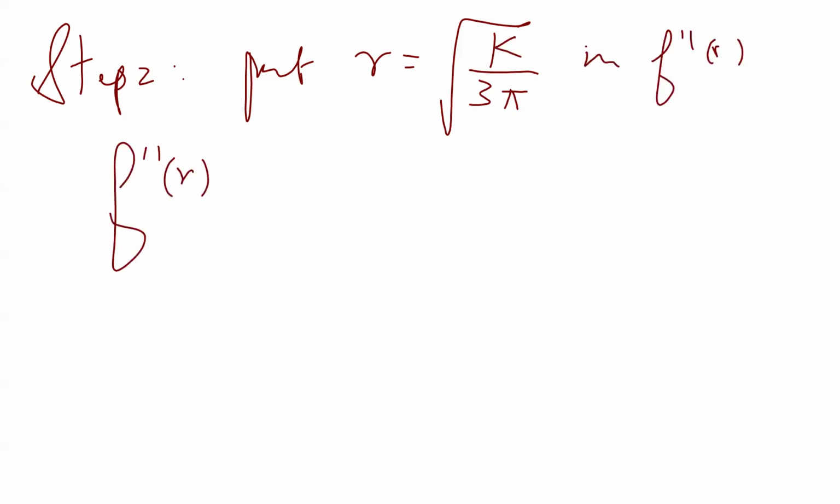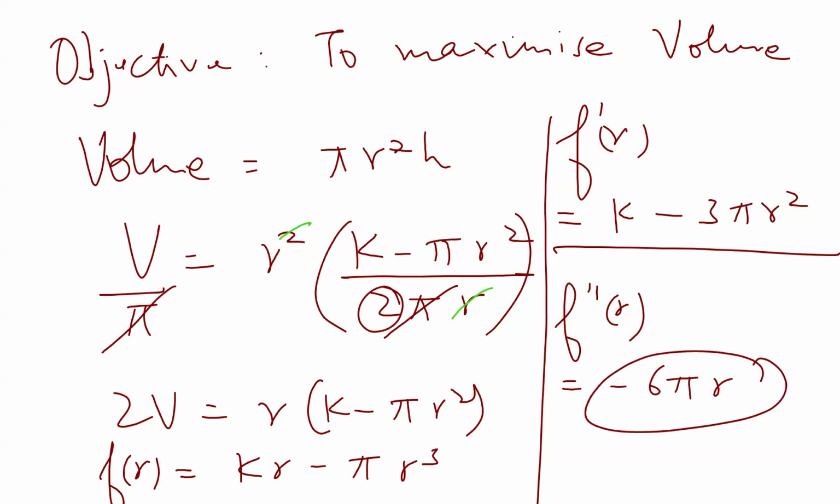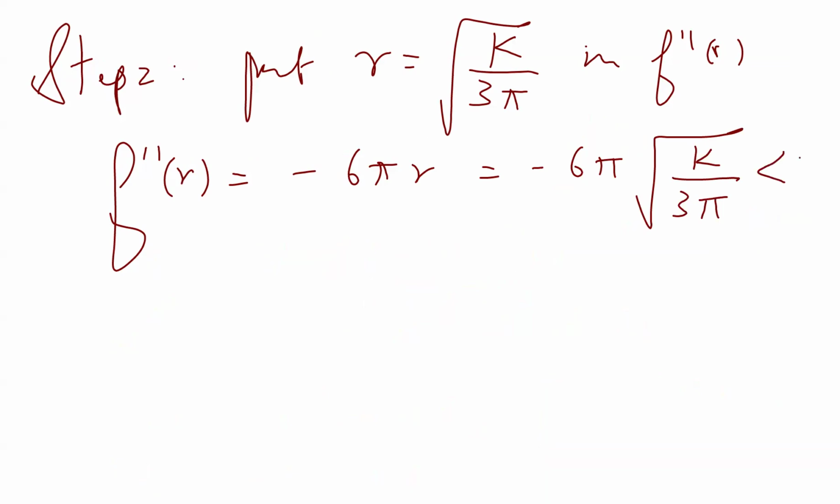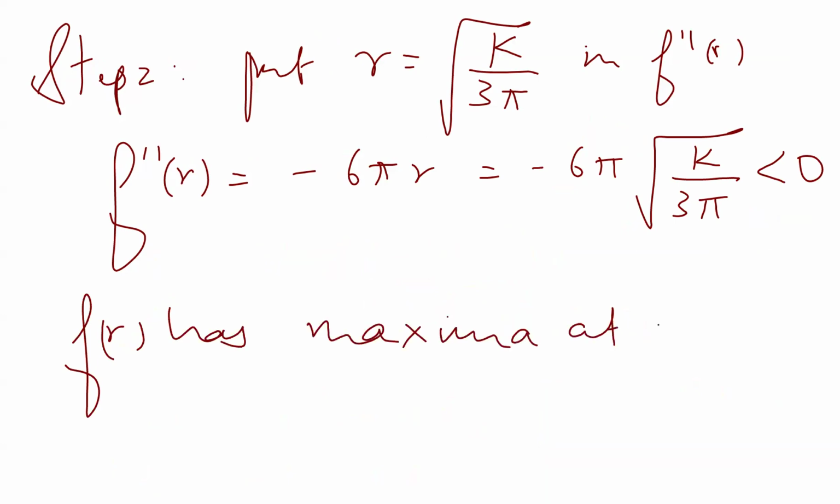Now f double dash r is equal to minus 6 pi r. No need to solve this. It's less than 0 because of the minus sign. You agree with me? Yes, sir. So f of r has maxima at r equal to root of k by 3 pi.